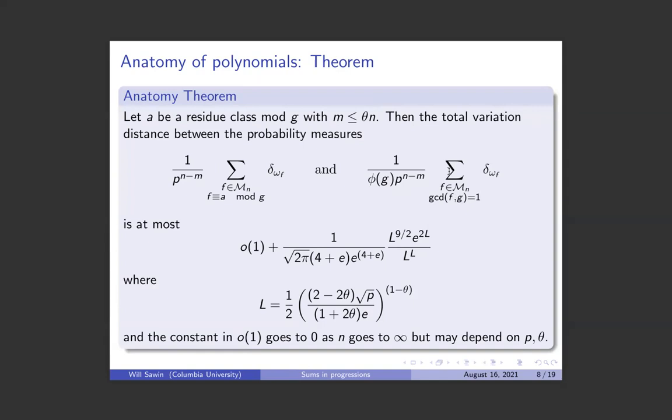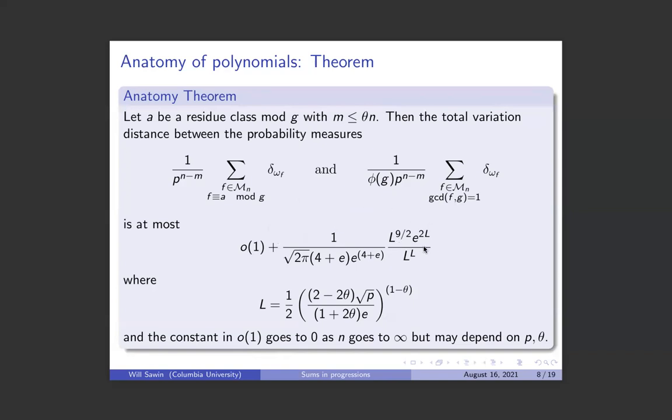So these two measures, I want to show they're similar by bounding their total variation distance, which is like the simplest distance you can write down between probability measures. It just measures the sum of the differences between their probabilities. And what I might like to prove is that this difference goes to 0 as n goes to infinity. But I didn't quite prove that. What I instead proved is this difference is at most a term that goes to 0, plus another term which depends only on p and theta.